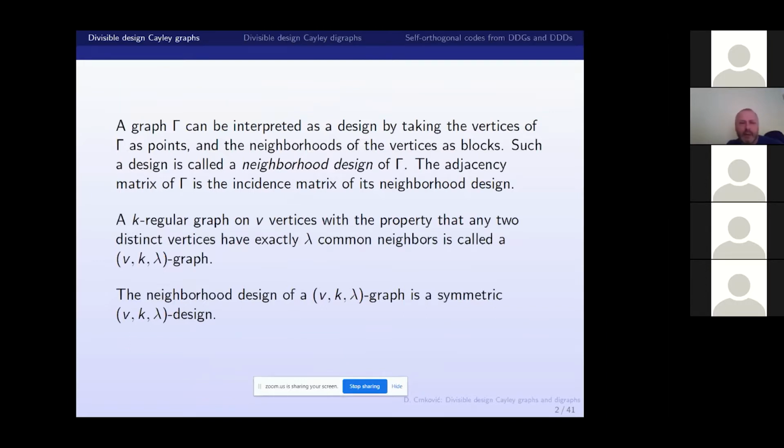So if we have a k-regular graph on v vertices with the property that any two distinct vertices have exactly lambda common neighbors, this graph is called a (v, k, lambda) graph. Actually, this is a strongly regular graph with parameters (v, k, lambda), and there is a well-known connection between these graphs and symmetric designs. The neighborhood design of a (v, k, lambda) graph is a symmetric (v, k, lambda) design.